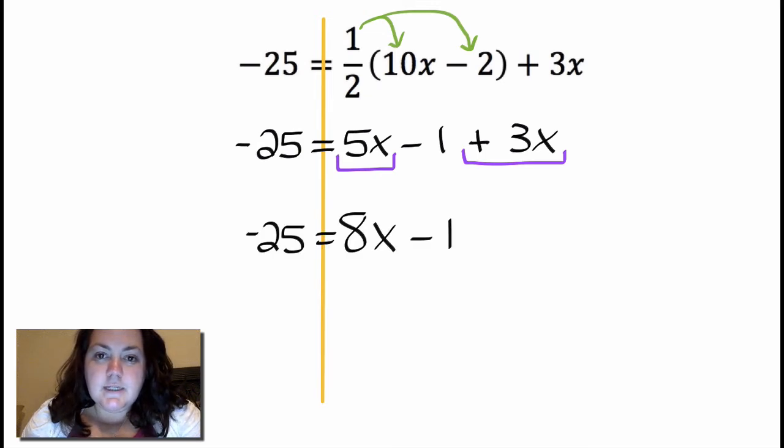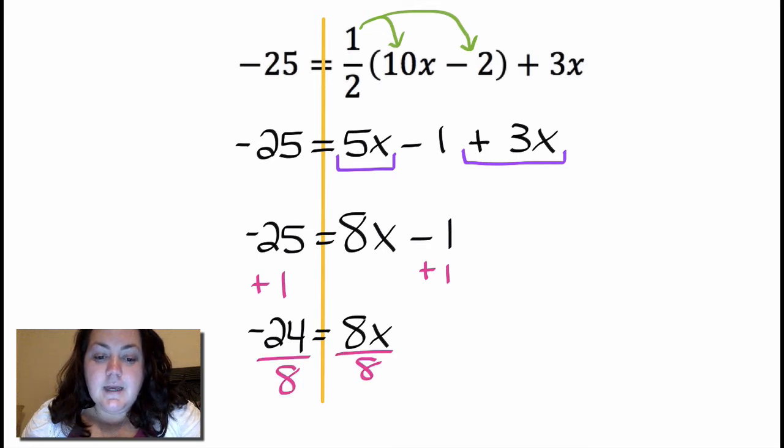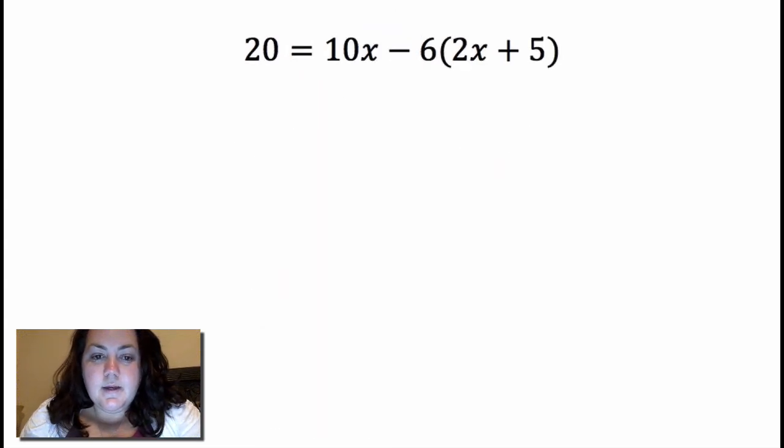Now I'm trying to get x by itself, so I'm going to get rid of that minus 1 by adding 1 to both sides. That gives me negative 24 equals 8x. Divide both sides by 8, and I'm left with x equals negative 3.